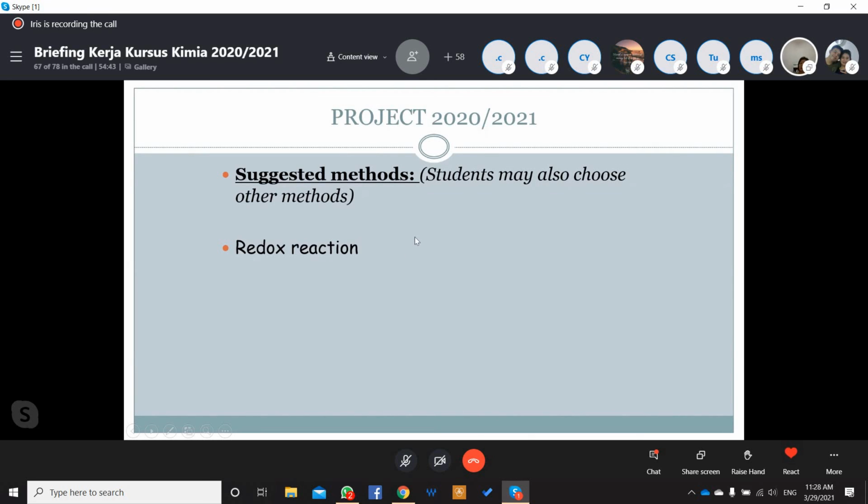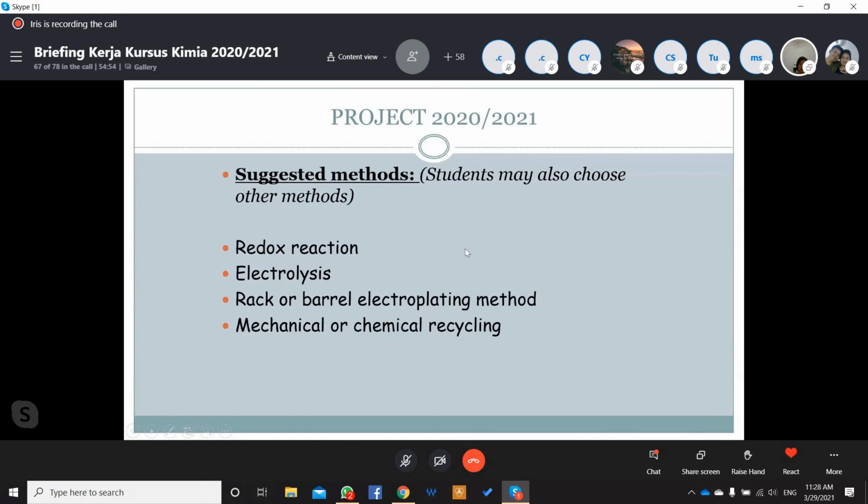Meaning you can use processes related to redox, electrolysis, or plating. Plating is electrolysis also. Or like I said just now, recycling. Recycling has many types: biological recycling, mechanical recycling, chemical recycling, physical recycling, and many more. Even compost, the garden one, is also recycling.